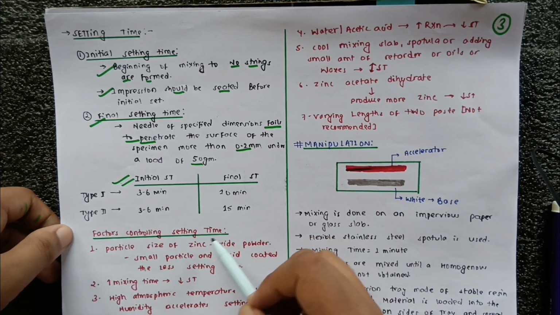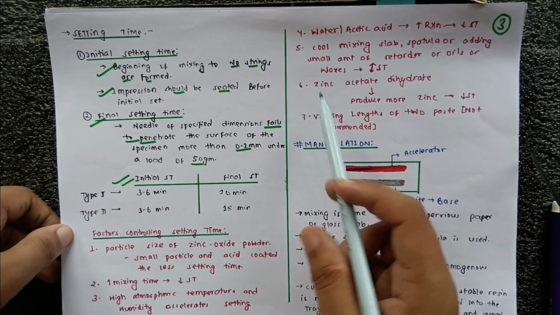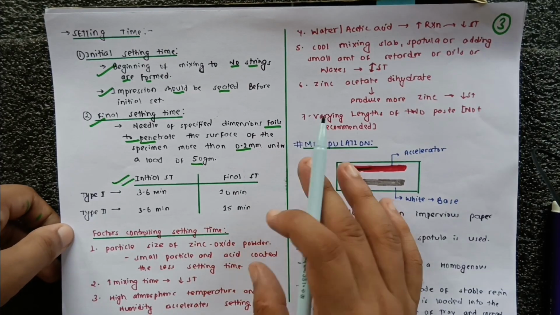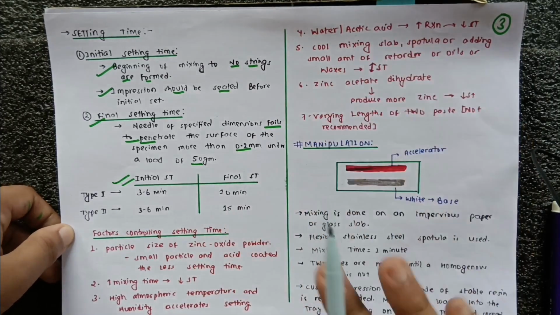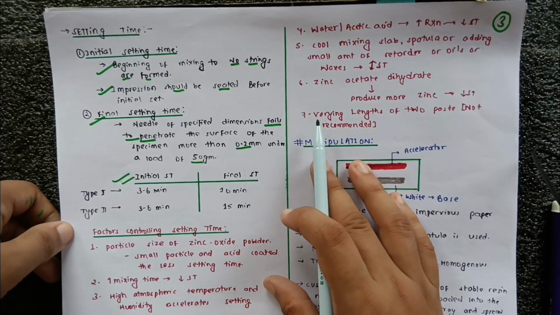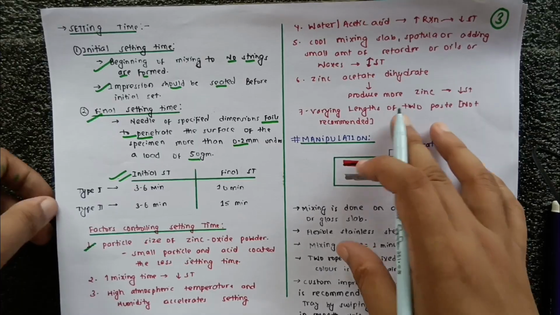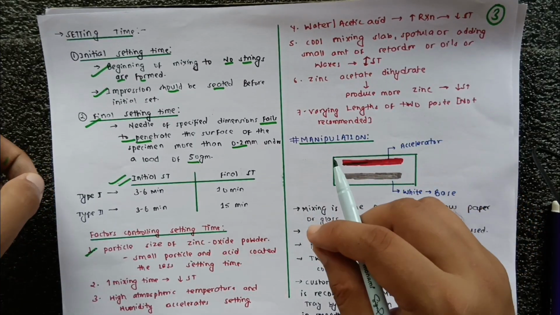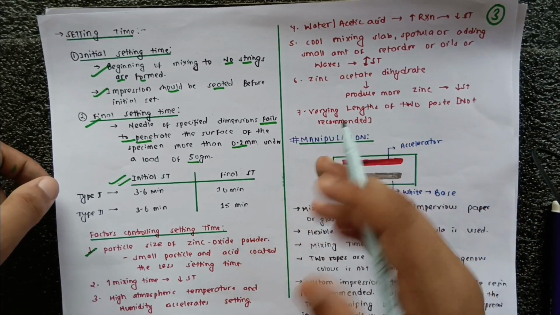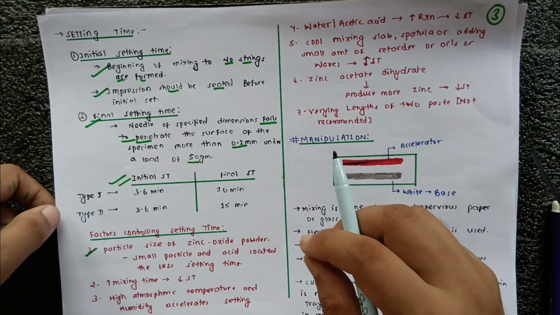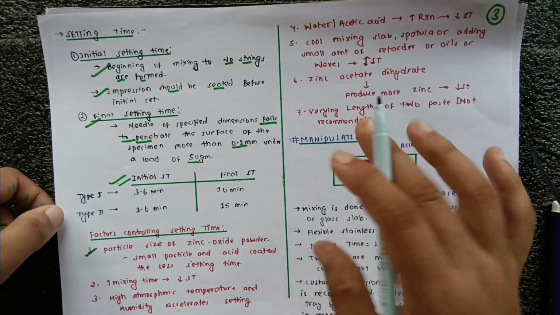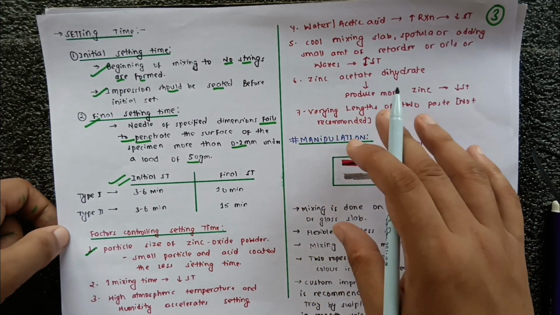Now the factors controlling the setting time. We have seven points here and you should remember all of them. This is very important, they can ask you in the theory exam. In the first point, the particle size of the zinc oxide powder: smaller particles, and acid-coated small particles, have less setting time. If the particle size is small and it is coated with any acid, then the setting will be faster and the setting time will be decreased.